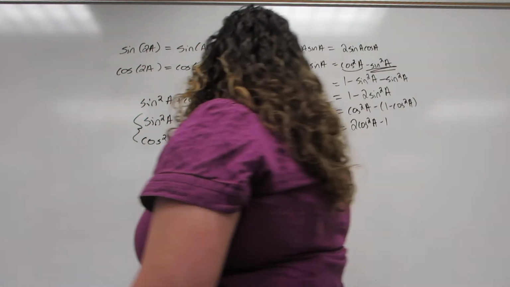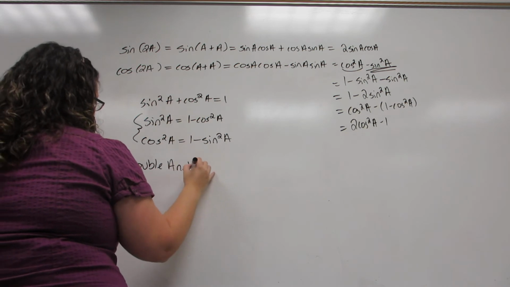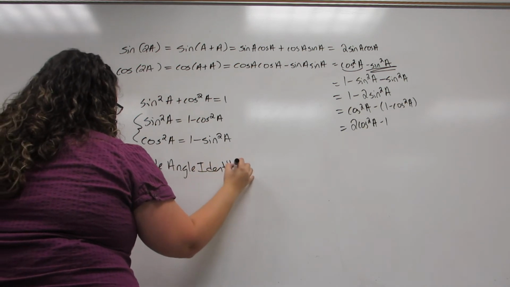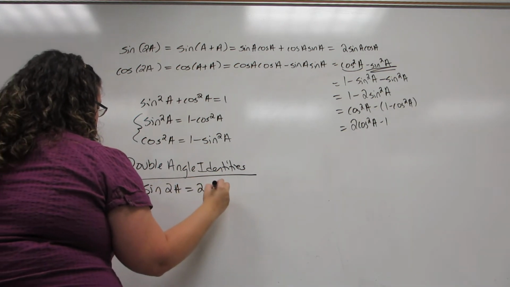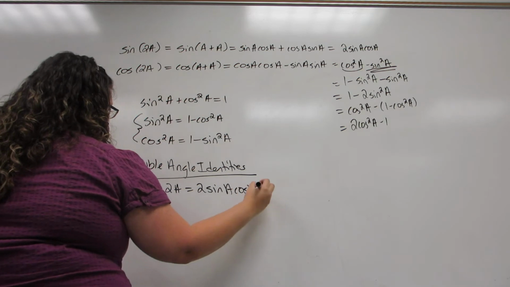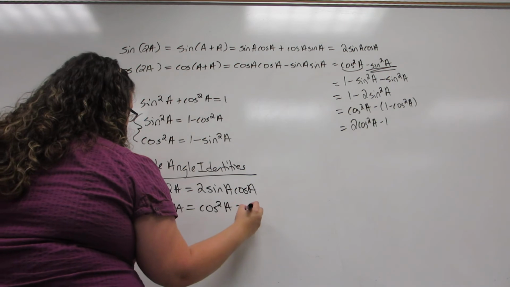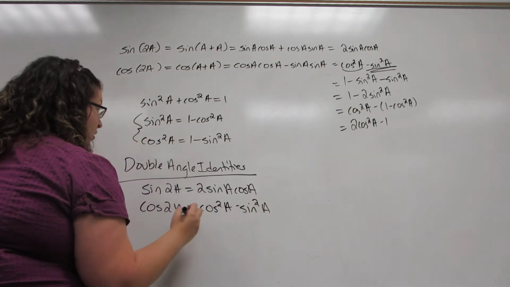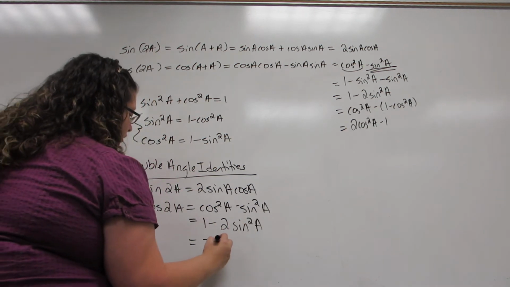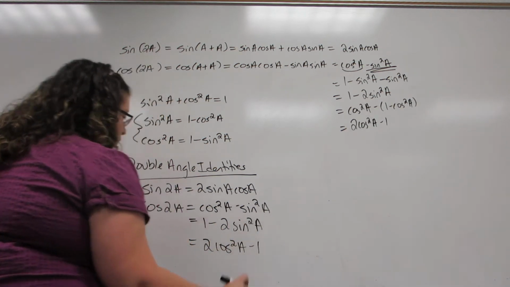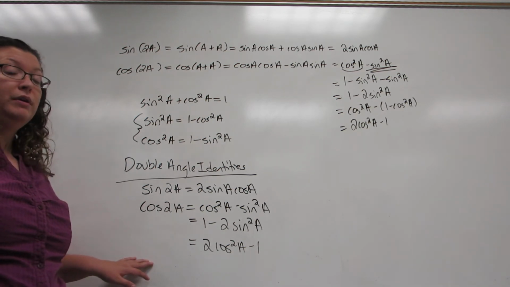So this gives us a class of identities called the double angle identities. We have that the sine of 2a is 2 sine a cosine a, and that the cosine of 2a is cosine squared a minus sine squared a, or 1 minus 2 sine squared a, or 2 cosine squared a minus 1. So we have 3 double angle identities for cosine, and all of them will be useful.